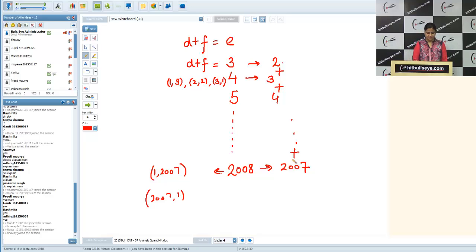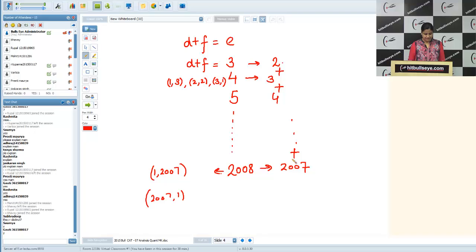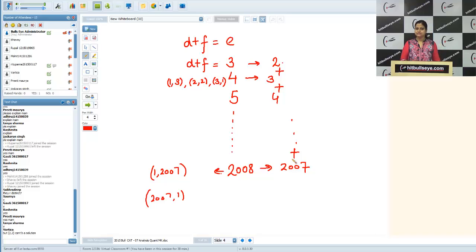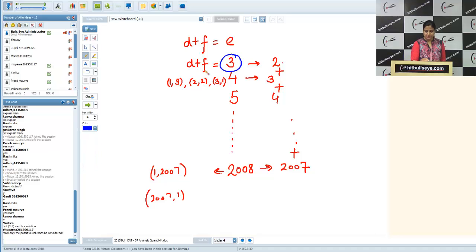Are you getting me, guys? So these many. Yes, Shubhadeep, I'm coming to this. I have considered all the possible cases because, yes, Vartika, of course, we will subtract all those cases where d and f both are the same. Now, if I consider, say, 3. Since 3 is an odd number, d and f cannot always be the same. Is it okay?